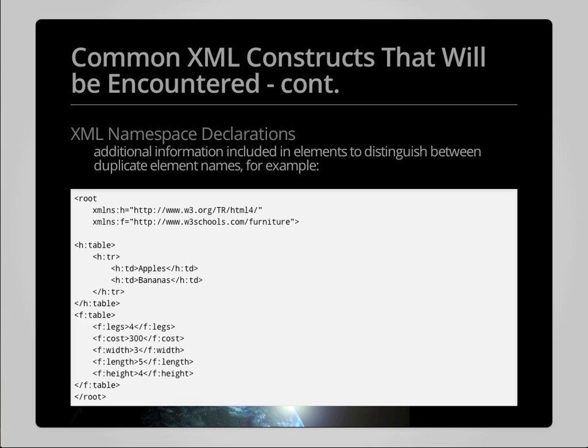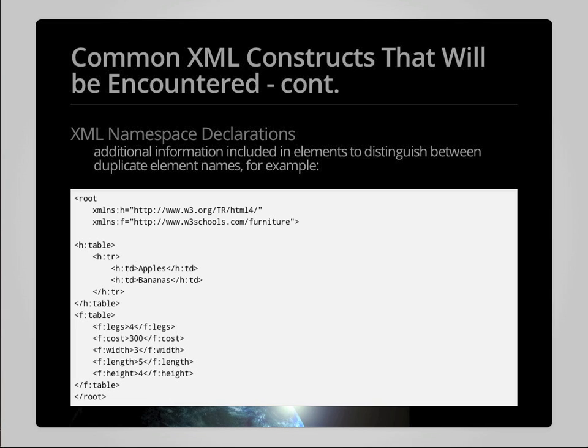You may also encounter XML namespace declarations, where this is additional information that can be included essentially anywhere in the XML document that defines a prefix that can be used for any elements to distinguish those elements from others that may have the same element name but have a different meaning in the system. What do I mean by that? It's probably easiest to illustrate it from the example that we have here.